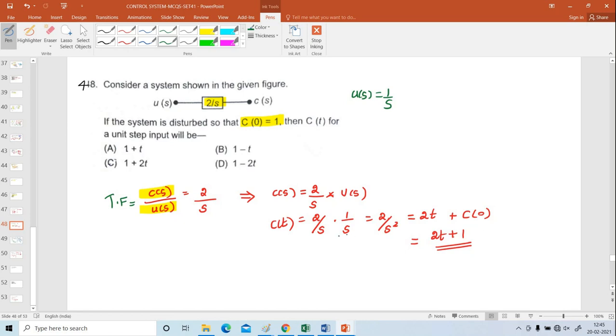So I have to substitute the value: 2 by S square. If you take the inverse Laplace transformation, we get 2t. In the initial time, it is disturbed by the C of 0. So what is the final value? 2t plus 1. So 2t plus 1, or 1 plus 2t, that is the correct answer.